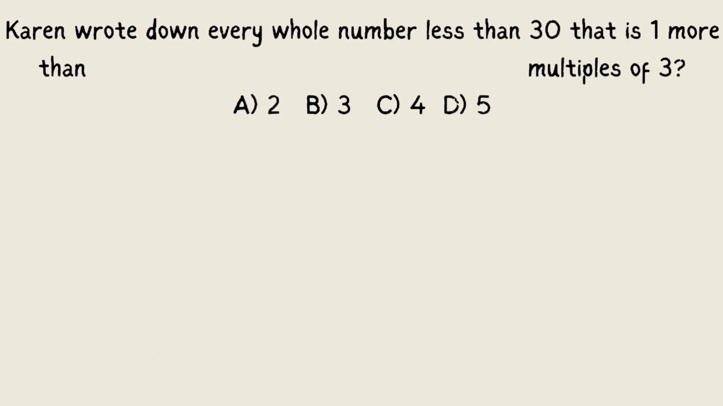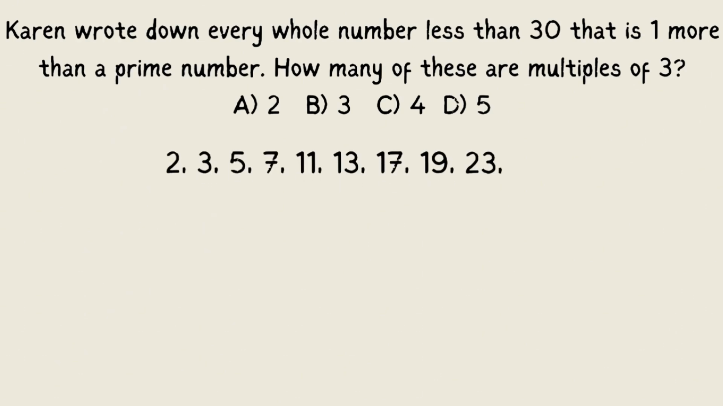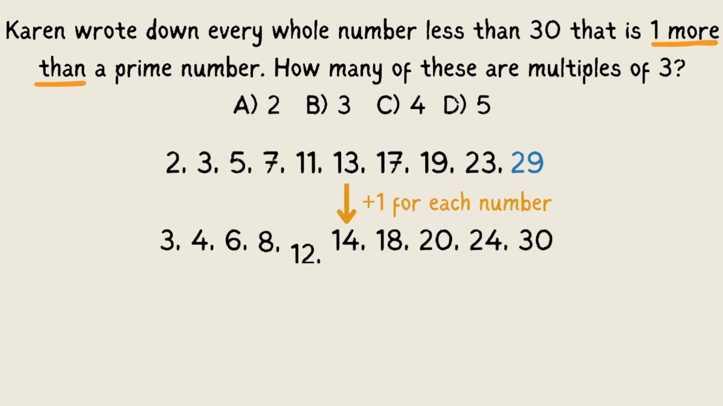Let's start with writing all of the prime numbers less than 30. If you remember from before, it's 2, 3, 5, 7, 11, 13, 17, 19, and 23. And a special case is 29, but we'll talk more about that later. However, we can keep it there for now. Now the question says one more than a prime number. So we need to add one more to each of these primes. This becomes 3, 4, 6, 8, 12, 14, 18, 20, 24, and 30.